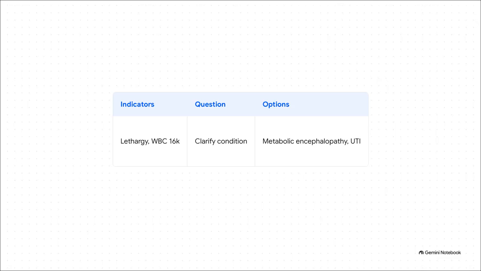Look at how this maps out in a real case study. You combine exact quoted symptoms like lethargy and confusion with objective lab data, like a WBC of 16,500 and a positive E. coli culture. You present these facts objectively, then pose a non-leading question, such as, please clarify the condition being monitored and treated. Only then do you provide clinically supported multiple choice options like metabolic encephalopathy or UTI.